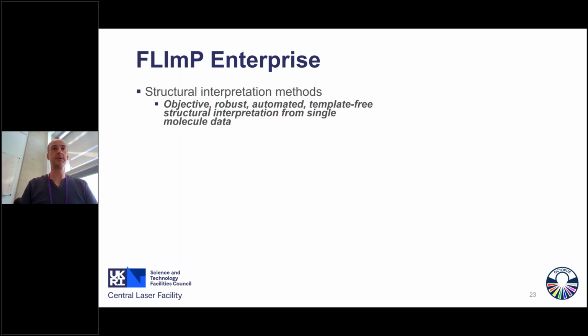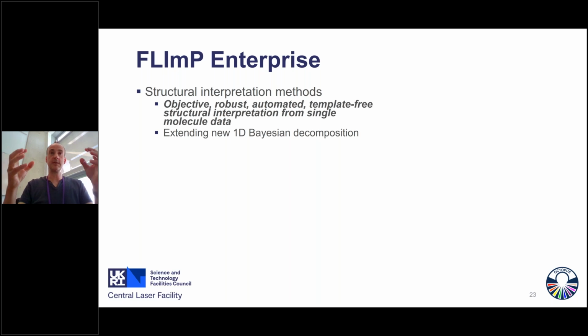One more thing, I mentioned our improved Markov chain Monte Carlo 1D analysis. We're particularly interested in objective, robust, and automated, so critically template-free, structural interpretation from single molecule data. So not just FLImP, there are other techniques, increasingly MINFLUX and other super-resolution methods that are providing detailed molecular structural information. But a big danger with these is that people can sometimes be tempted to start with what they're expecting, and then you pick that from your data, and then surprise, surprise, that's the result you find. So we're interested in trying to develop methods which take all of the data, ask a well-defined question, and give you an objective answer.